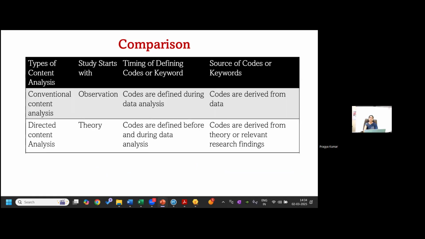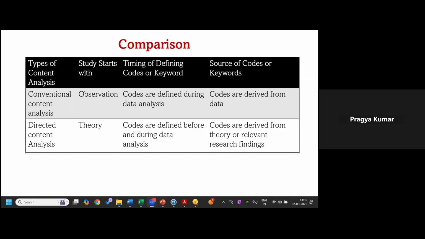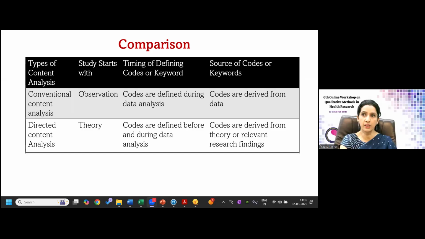The other type of content analysis is a directed content analysis. That means it uses a deductive framework. Codes are generally defined before and during the data. So you start with a deductive framework and then you do the analysis. This is a directed content analysis. And generally there is some theory which underpins this whole research, so you derive your codes from that theory. This is known as directed. As the term says, directed means it is directed towards some theory.